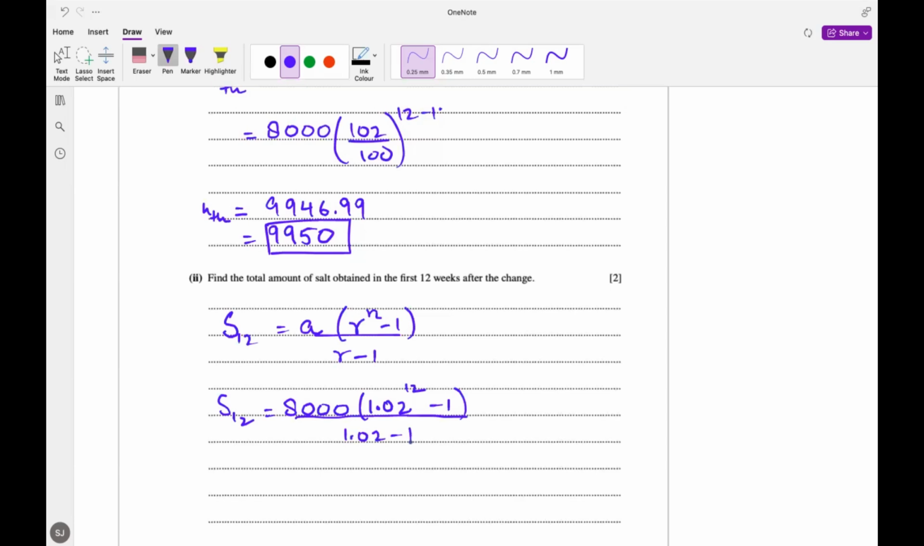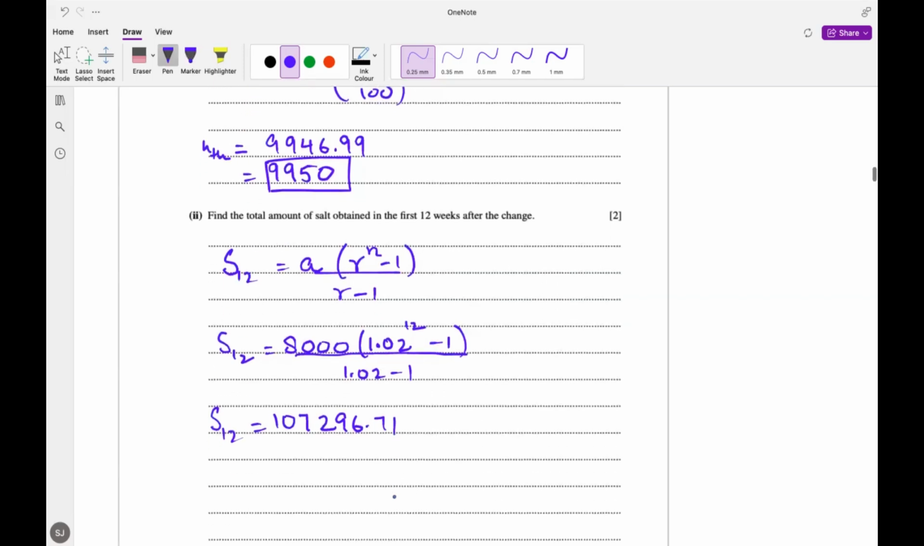Now substituting this value in the calculator, so 1.02 to the power 12 minus 1 times 8,000 divided by 1.02 minus 1 comes out to be 107,296.71. Again, rounding this answer to 3 significant figures, we'll take the first 3 digits, and as the fourth digit is less than 5, the final answer will be 107, and then we'll round off all of the remaining digits to 0. So this will become 107,000 kgs.